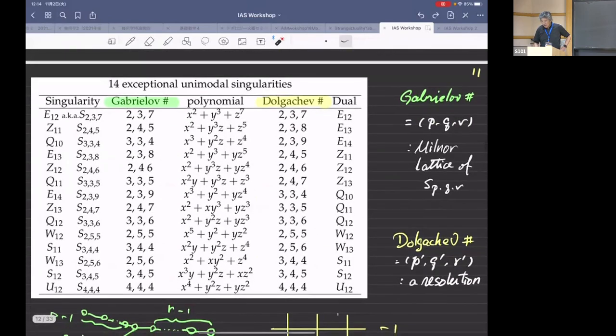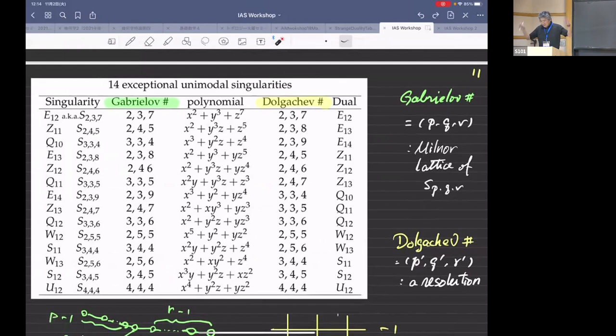So here is the table. And anyway, there are 14 singularities, labeled by these three numbers. This Gabrielov number indicates the structure of the Milnor lattice, so it is related to its intersection form. And these Dolgachev numbers, the Dolgachev triple, indicate the minimal resolution. And then what he found, and called a strange duality, what is strange is that, for example, if you look at the Gabrielov number for this singularity, 3237, this indicates the structure of the intersection form of the Milnor fiber, while this number indicates the structure of the resolution.